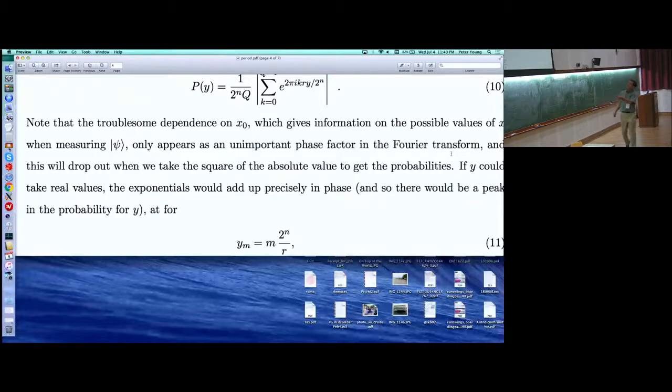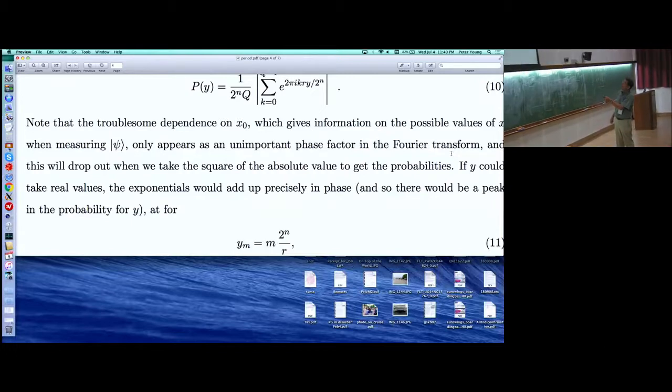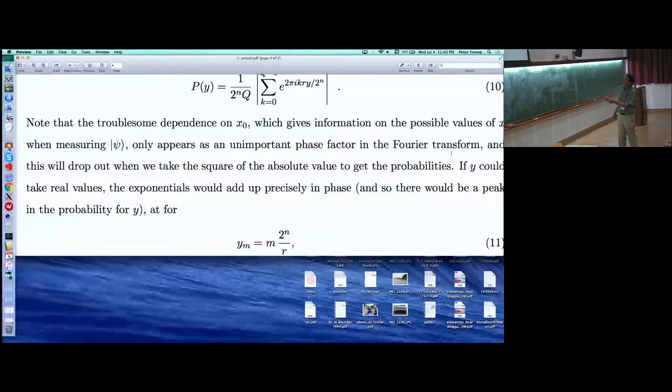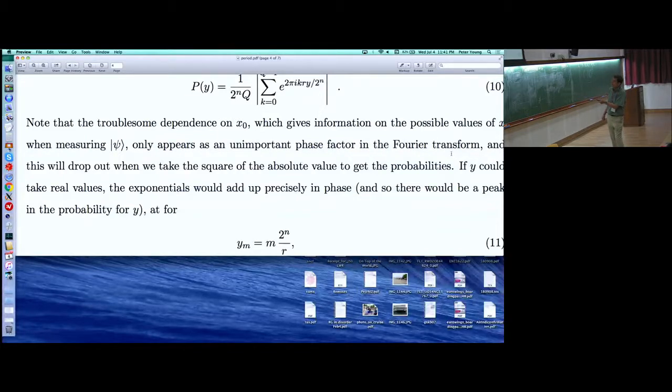So if you look at this exponential, e to the 2 pi i k r y over 2 to the n, then all these terms will add up in phase. In other words, we'll get a big peak when y is equal to a multiple m of 2 to the n over r. So if y is a multiple of 2 to the n over r, the 2 to the n's cancel, the r cancels, and we get 2 pi i k times this multiple m, and that's 1. So everything adds up in phase if y were equal to this value. Now, as we said, in general, r is not a power of 2, so actually this is not an integer. But what we measure is an integer.